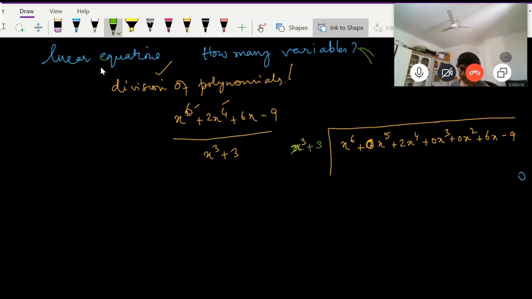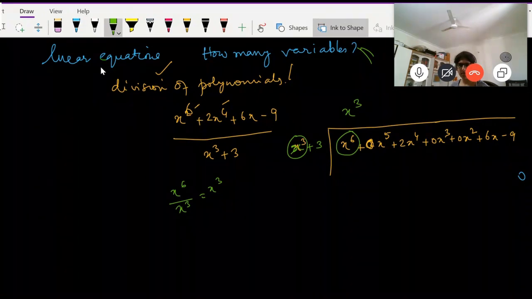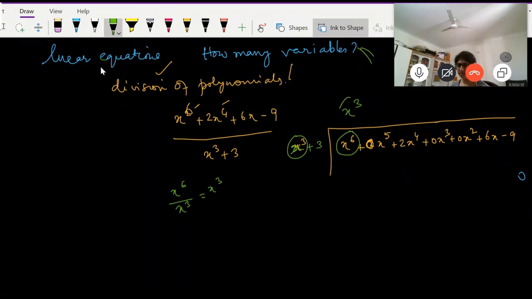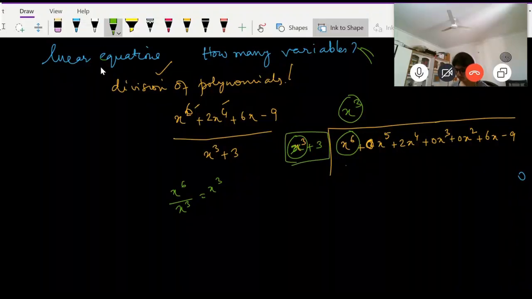So what we'll do is look at the first term, x to the power 6, and divide it by the first term here. How much is that? x to the power 3. So we write that here, just the way we do normal division. Now we multiply x to the power 3 with the whole thing. That will give us x to the power 6 plus 3x cube. So it will come here, 3x cube.